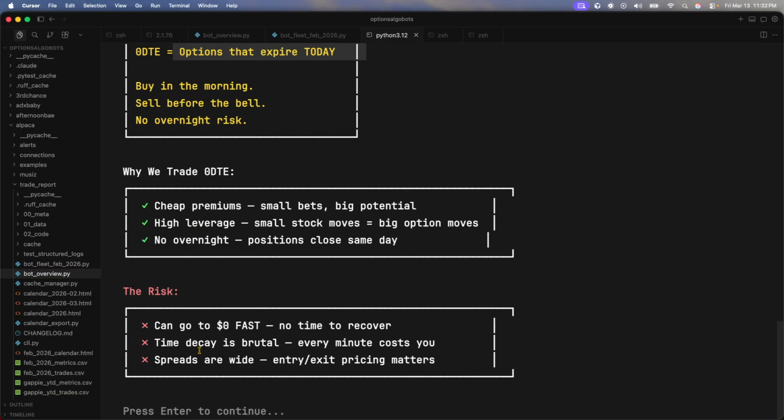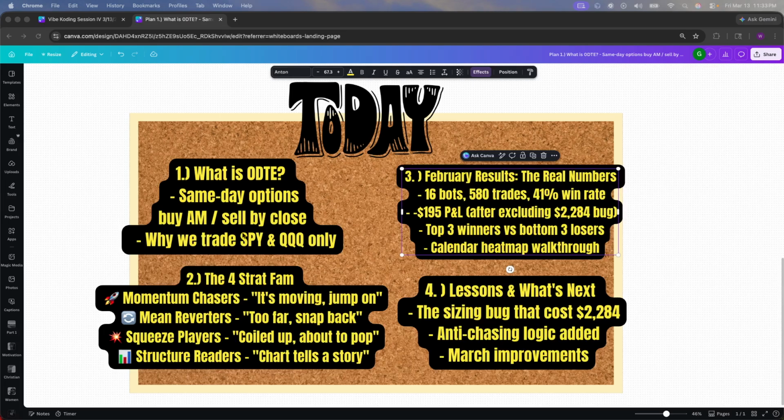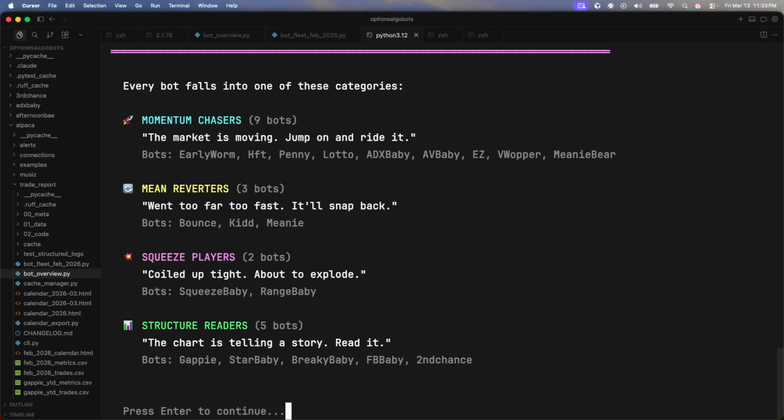Now, we are going to be facing time decay, which is brutal, meaning every minute costs you, and these spreads are super wide. Why do I care about these spreads? If the spreads are wide, it's harder for us to get in and out of the contract. But if the spreads are tighter, it's a lot easier to get in and out of the contract. That's why I only trade SPY and QQQ, because these are two of the tightest-spread ETFs and some of the most popular ETFs when it comes to trading options.